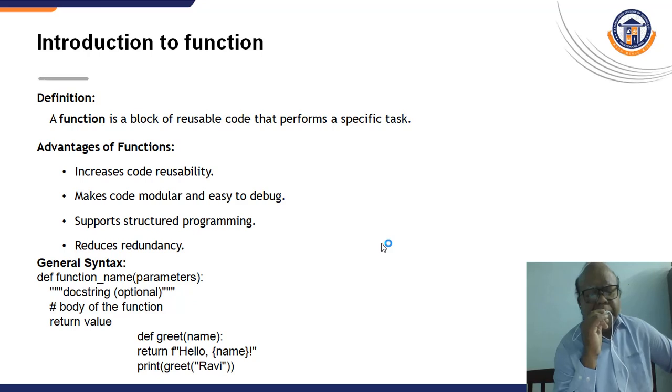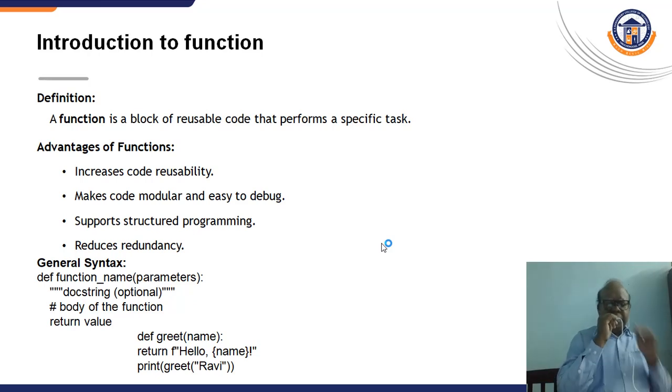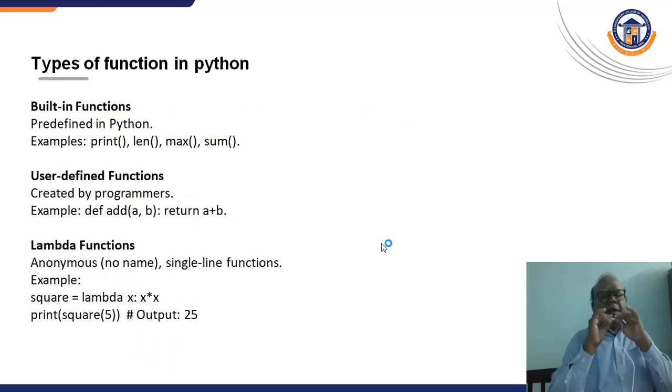In the print statement in the main program, in the last line, you are calling the function greet by its name, and you are passing the value Ravi as a parameter. That Ravi will go to the function and be assigned to the variable name, so that it will automatically return hello Ravi in the same line, and hello Ravi will be printed.